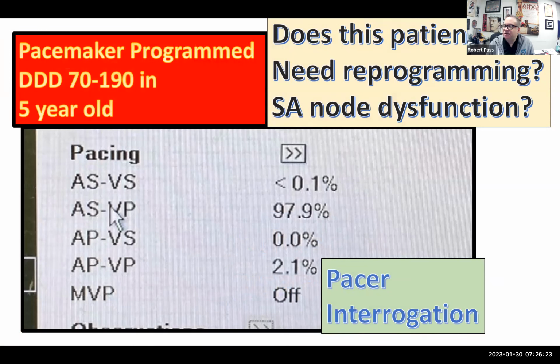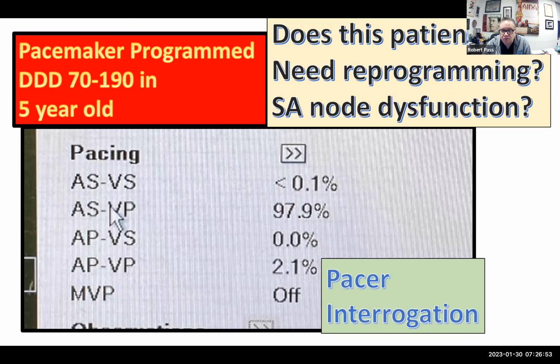So this pacemaker is programmed DDD 70 to 190 in a 5-year-old. And this is, at interrogation, the amount of sensing and pacing recorded by the pacemaker with this program. Does this patient need reprogramming? Is there evidence for sinus node dysfunction in this patient?